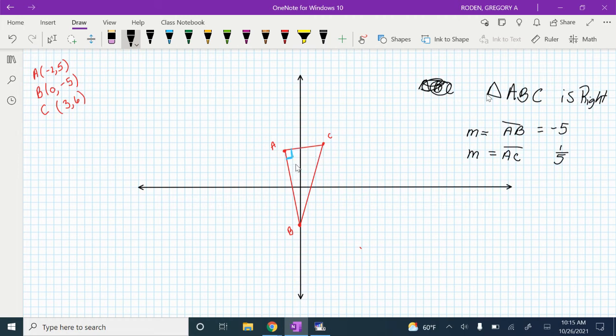Wyatt, what's up? Isn't it actually BAC because A is the middle point? It doesn't matter. You can name it any way you want, as long as you use all three letters. Sound good? All right.